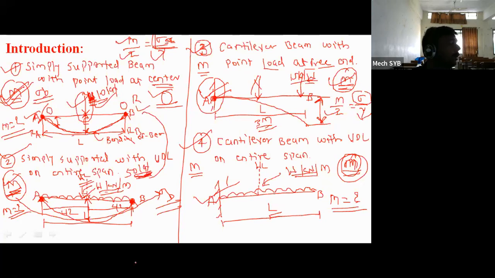लक्षात ठेवा. For simply supported with point load, M formula will be different. For simply supported with UDL on entire span, M formula will be different. For cantilever with point load at free end, M formula will be different, and for the fourth case also M formula will be different. हे 4ही फॉर्म्युले तुमचे तोंडपाठ असणं गरजेचं आहे.